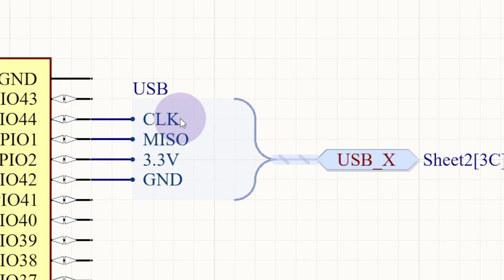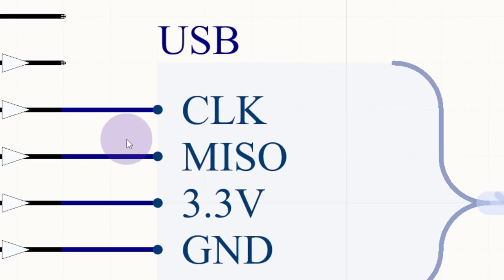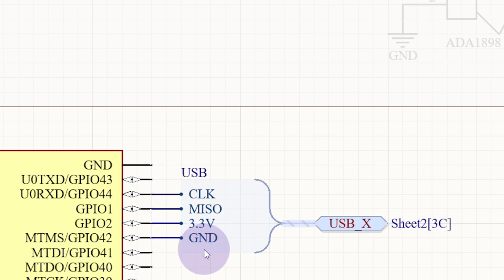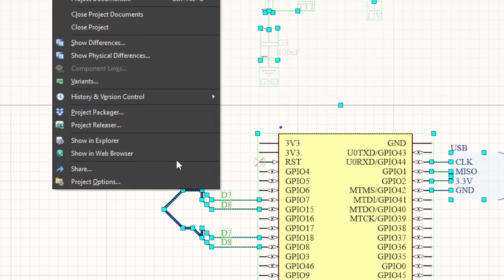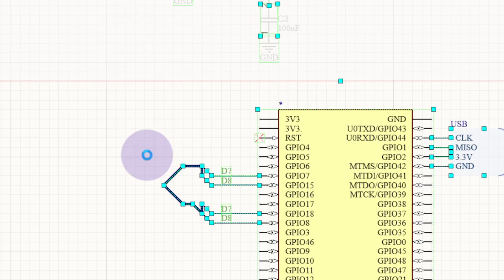So another question comes up: we have been working really hard to give this name USB, and we want to create a class and have each of these net names accordingly be clock, MISO, 3.3 volt and ground. Why is this not happening? Well, because we haven't configured our project settings. So let's go to our project, and let's go down to Project Options.